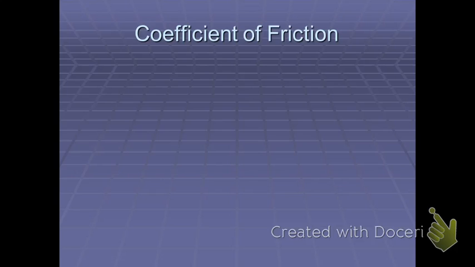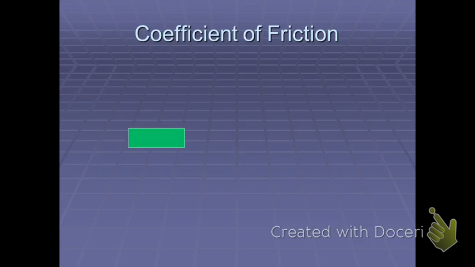Now, friction has two really major components to it. So we are going to talk about mass, and then we will also talk about the surface. And those two things work hand in hand in order to determine how much friction is actually occurring in an object.